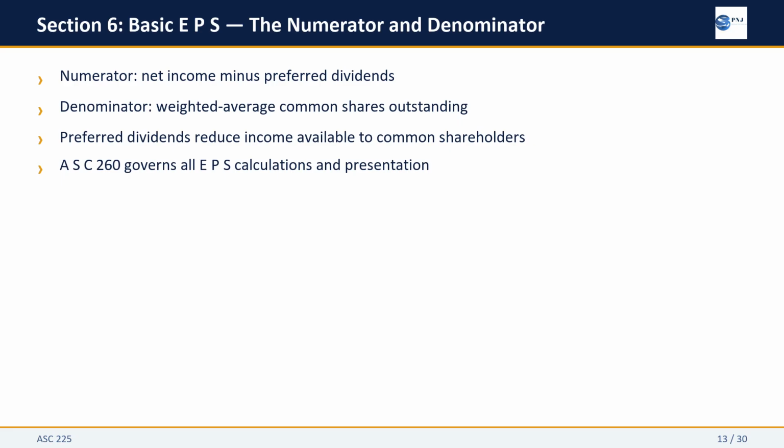Basic EPS is straightforward in concept but precise in execution. The numerator is net income minus any preferred dividends, because preferred shareholders have a prior claim that must be removed before calculating what belongs to common holders. The denominator is the weighted average of shares actually outstanding during the period. Shares issued mid-year are time-weighted. Get the weighting wrong, and the EPS figure misleads every reader downstream.